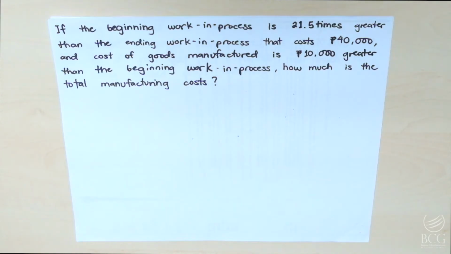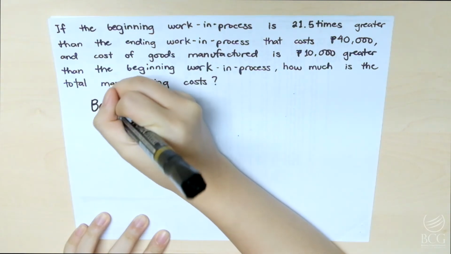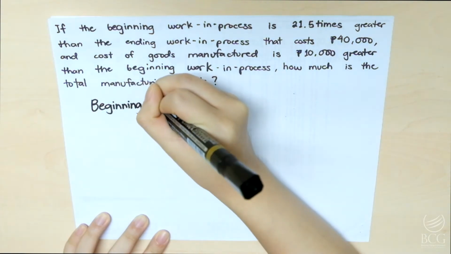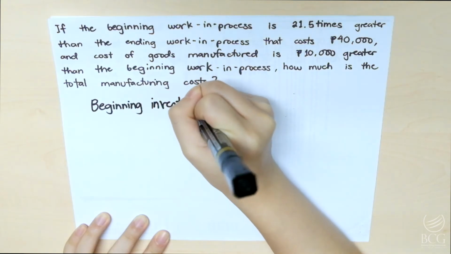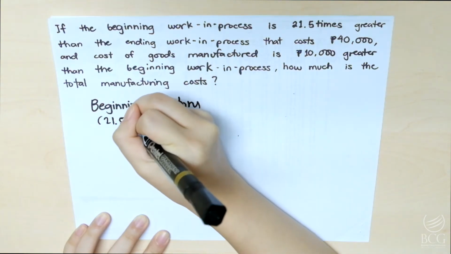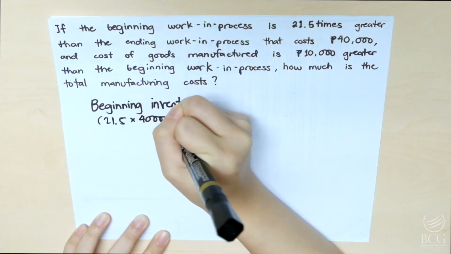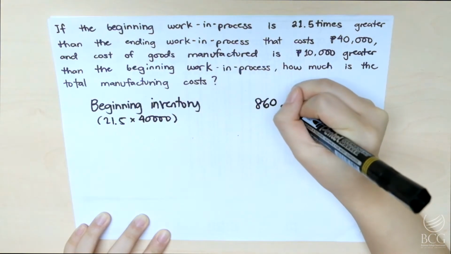If the beginning work in process is 21.5 times greater than the ending work in process that costs 40,000 pesos, and the cost of goods manufactured is 10,000 pesos greater than the beginning work in process, how much is the total manufacturing costs? So to get the beginning work in process, we multiply 21.5 and the ending work in process, which is 40,000 pesos. So the beginning work in process will be 860,000.